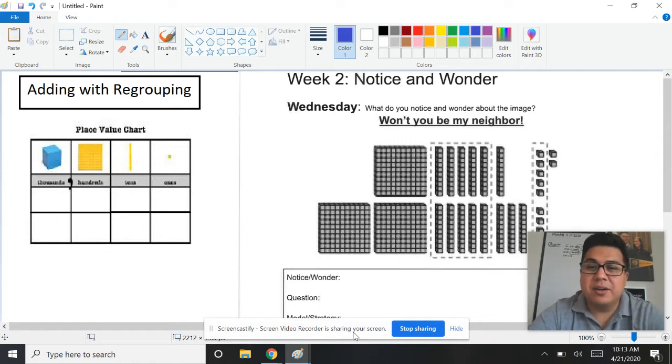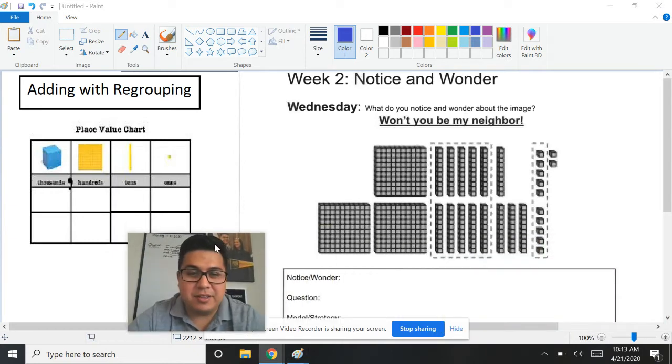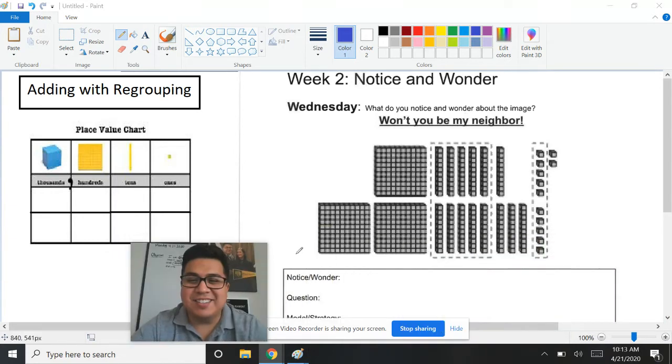The first thing we're going to do on our Wednesday assignment is our notice and wonder. For our notice and wonder, we're going to look at that image, and let me move my face out of the way so you can see that image. When we look at that image, I noticed that there are some base 10 blocks, so I'm going to write that down under notice and wonder. I noticed that some of the blocks are 100s, some are 10s, and some are 1s.